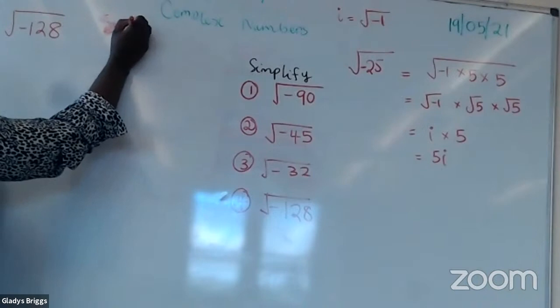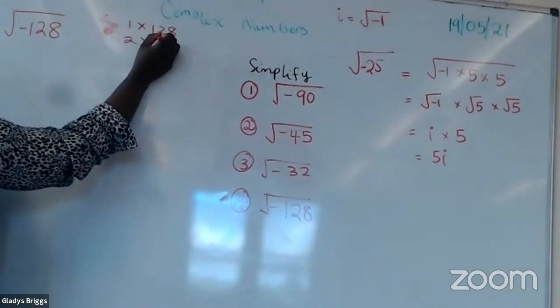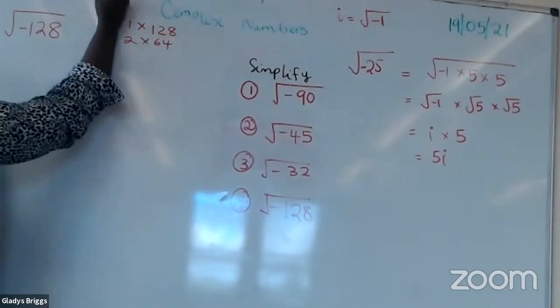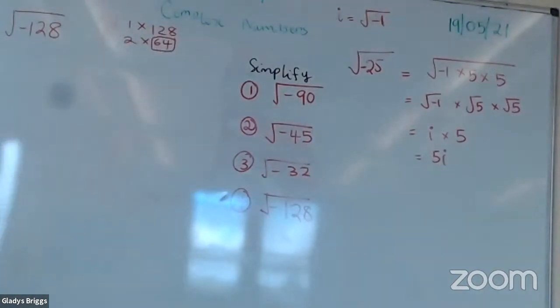You can have 1 times 128. You can have 2 times 64. Yeah? And you have 3 times anything. And I think that's the biggest one. Don't waste your time trying to do anything else. Once you get the biggest one, use it.